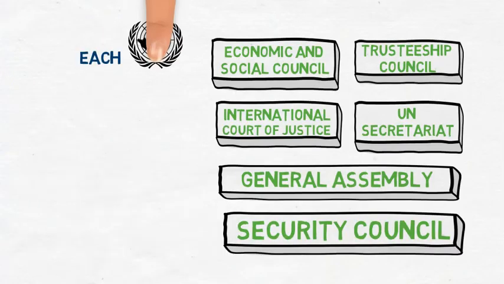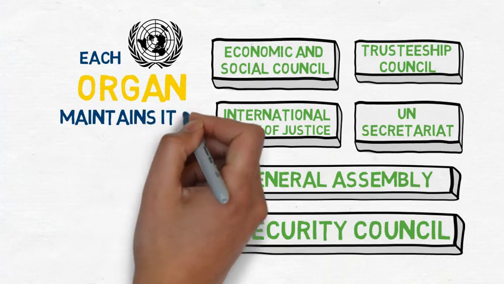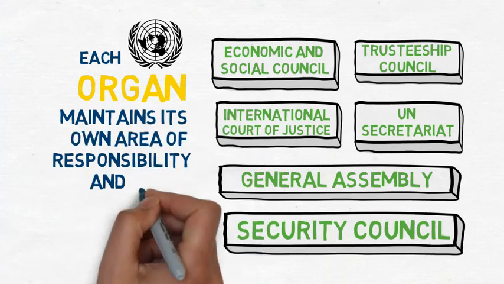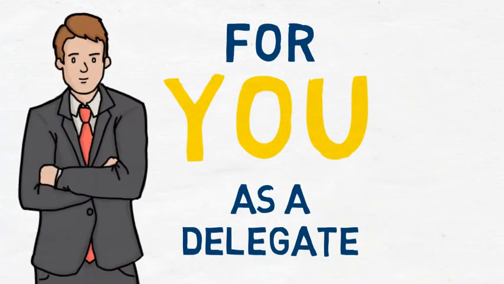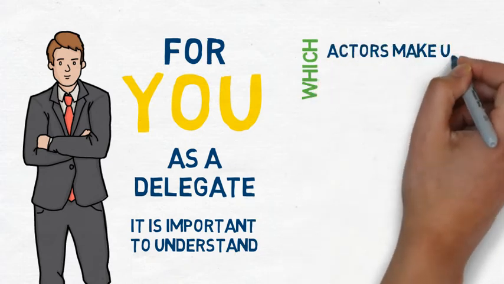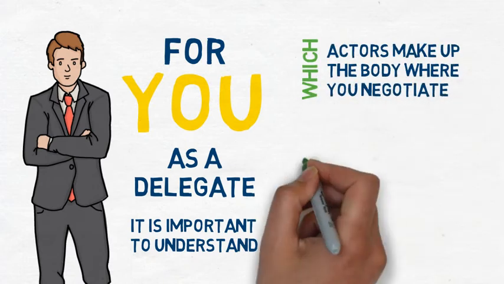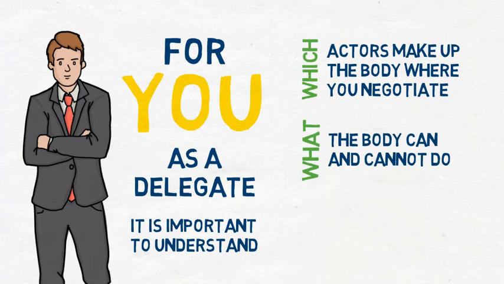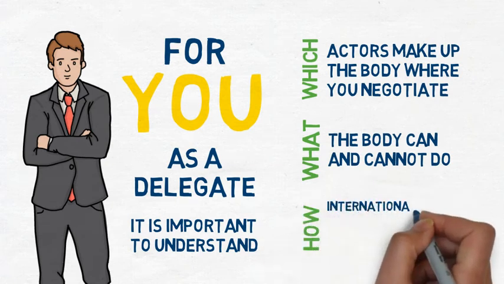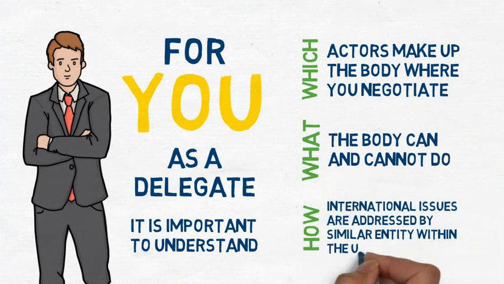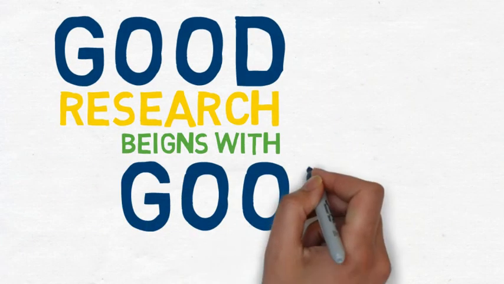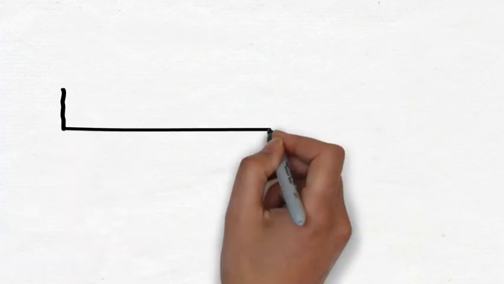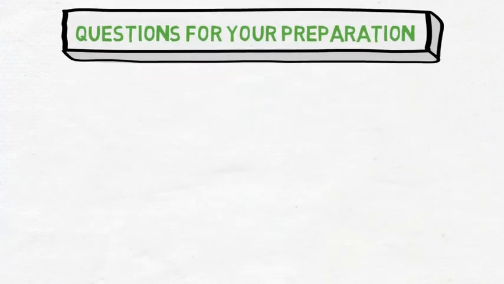Each UN organ maintains its own area of responsibility, and all UN committees in which negotiations take place fall under one of these bodies. For you, as a delegate of a country, it is important to understand which actors make up the body where you negotiate, what the body can and cannot do, and how international issues are addressed by a similar entity within the UN in reality. As good research begins with good questions, we've prepared a list of questions that are meant to be a starting point for your preparation for model negotiations.